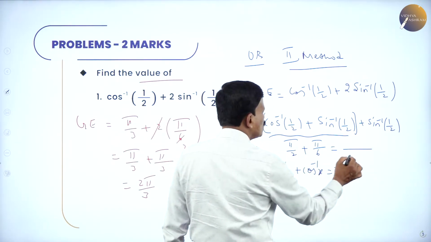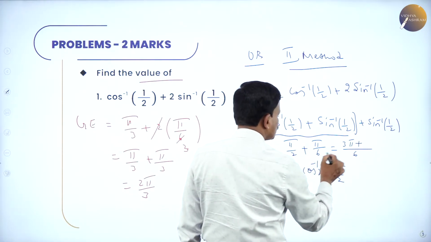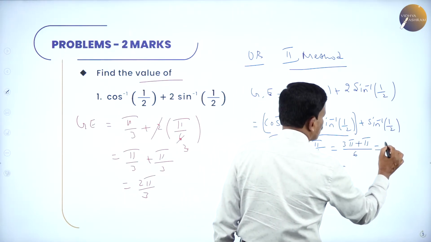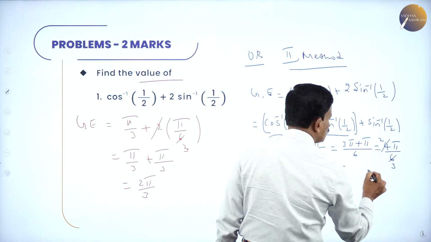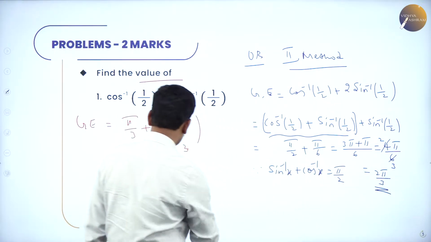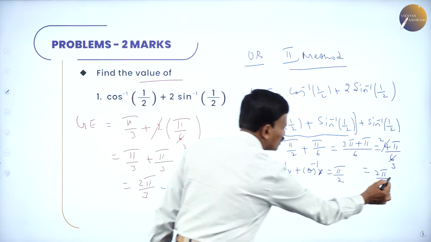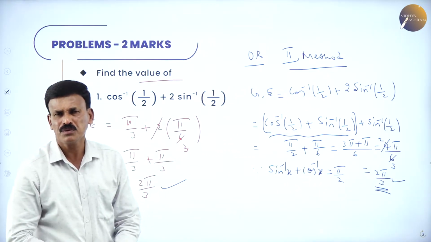Take LCM. 6 is the LCM. 3 pi plus pi is 4 pi by 6. 2 2s are 4, 2 3s are 6, so this is equal to 2 pi by 3 radians. Same, one and the same. You will get the same answer. Right. Hope you are following.